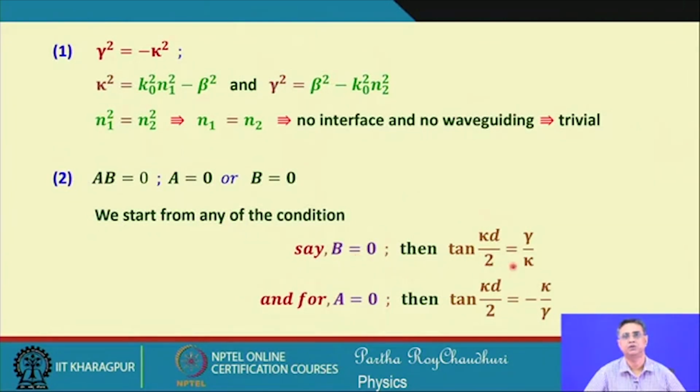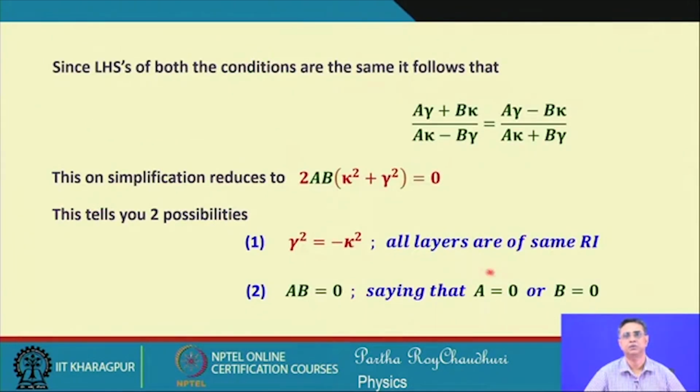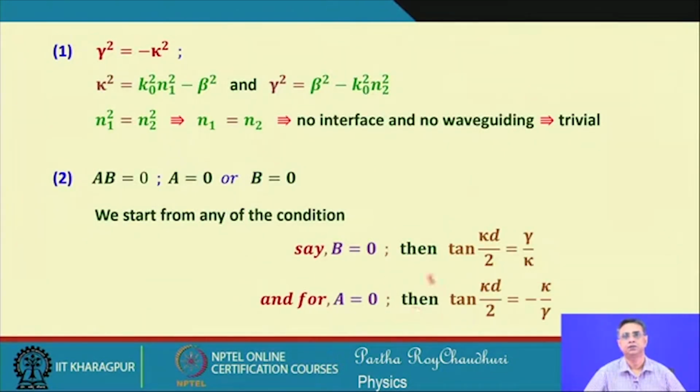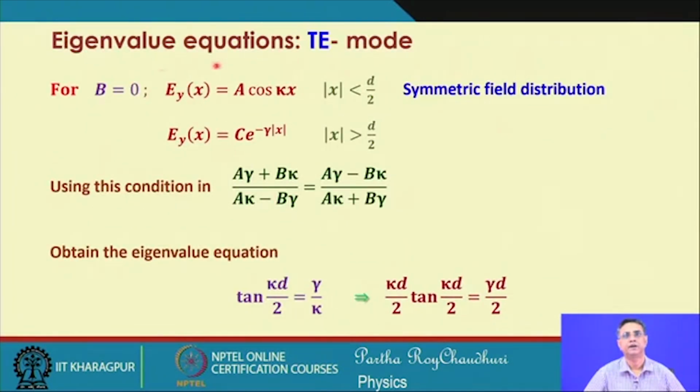So, I put b equal to 0, I get this condition, and in a similar way if I put a equal to 0, I will get this condition. In that case, when you put a equal to 0, you get kappa by gamma, the reciprocal of the earlier case, and with a negative sign. So, you get two conditions for b equal to 0 and a equal to 0. Now, eigenvalue equation.